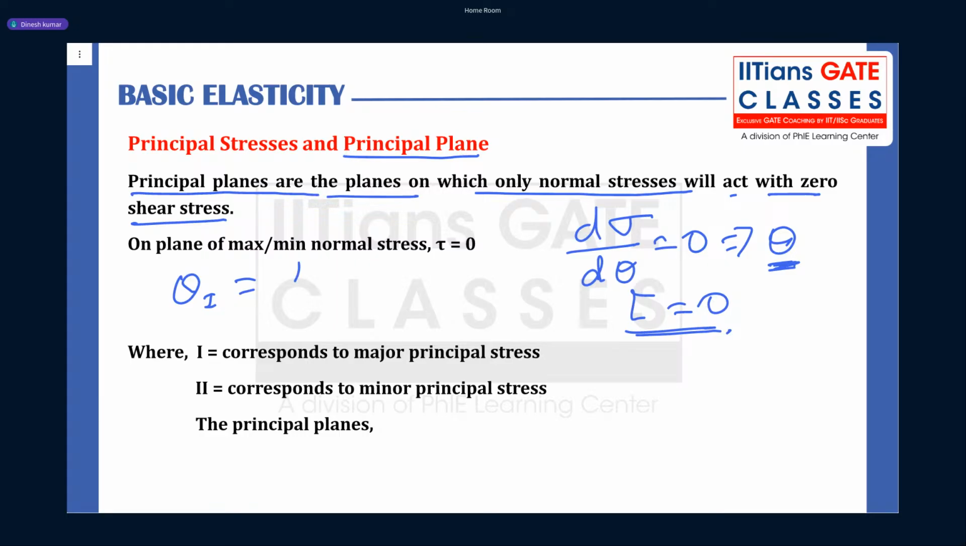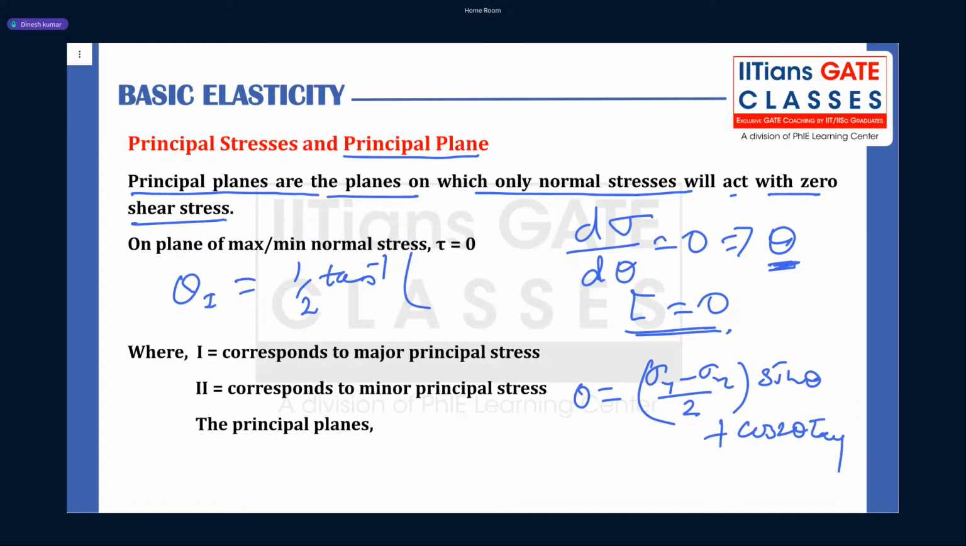Anybody know the formula? It is 1 by 2 tan inverse. It is tau equal to 0. So 0 equals (sigma y minus sigma x) by 2 into sine 2 theta plus cos 2 theta tau xy. So what we get, if you find 1 by 2 tan inverse, it will be 2 tau xy upon sigma x minus sigma y. Clear? The principal plane, how we got: 1 by 2 tan inverse of 2 tau xy upon sigma x minus sigma y. Is it clear, everyone?